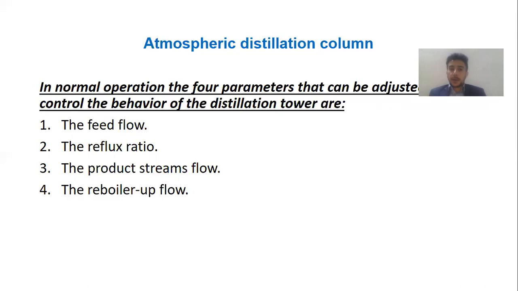And also in the distillation column, we have the reboiler up flow. Dear students, don't forget, please: atmospheric distillation has the reboiler, while in vacuum distillation, we don't have the reboiler. Instead of the reboiler, we have steam, which is injected into the distillation column. So remember, atmospheric distillation has the reboiler, while vacuum distillation doesn't have the reboiler.